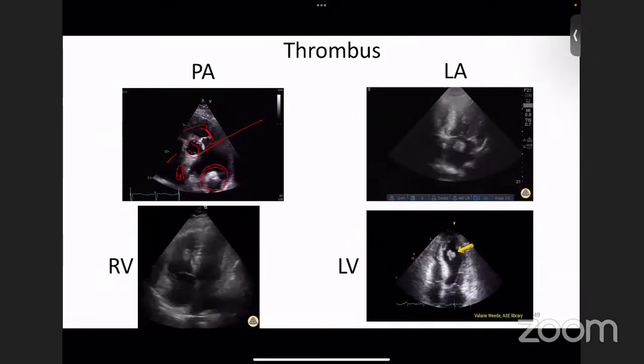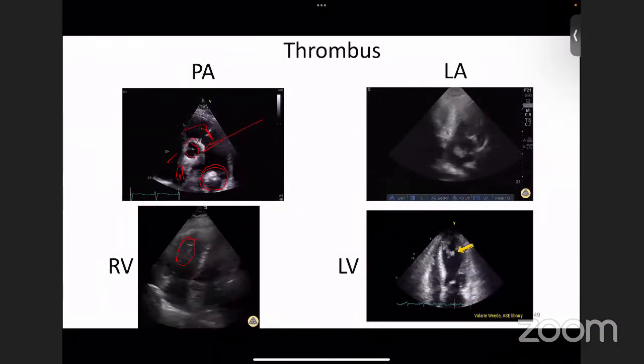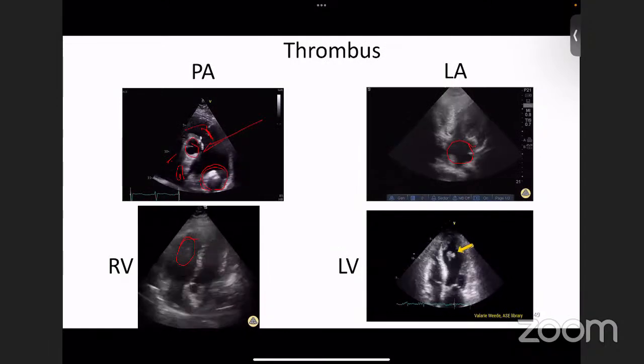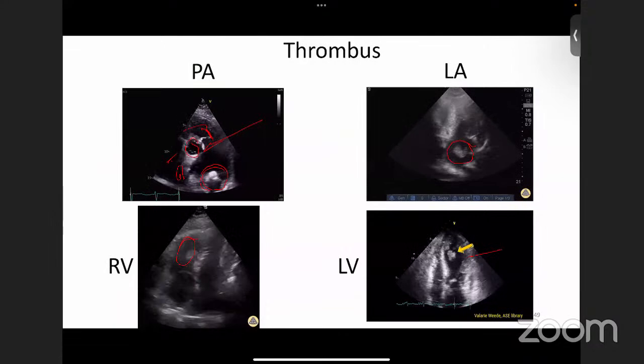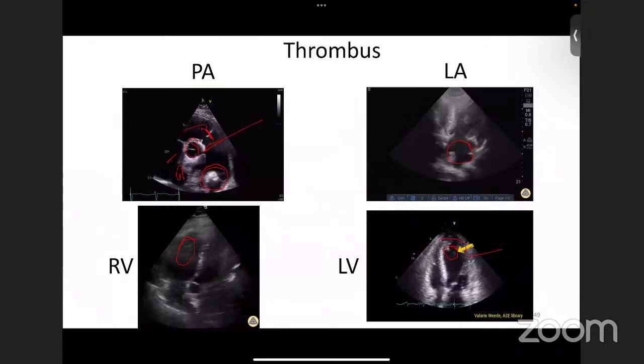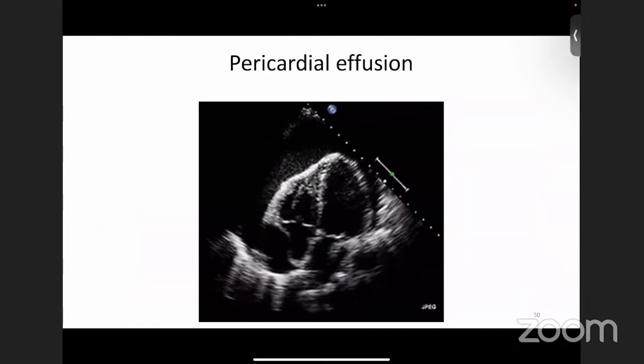Okay. Then you can see a clot in the RV here. Then the clot in the LA. Then probably this is a case of an anterior MI where the apex is not contracting, and here in the left ventricular apex there is an LV clot.